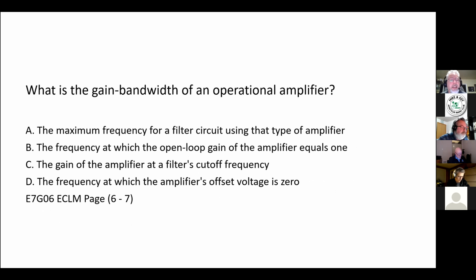What is the gain bandwidth of an operational amplifier? A, the maximum frequency for the filter circuit using that type of amplifier. B, the frequency at which the open loop gain of the amplifier equals 1. C, the gain of the amplifier at a filter's cutoff frequency. Or D, the frequency at which the amplifier's offset voltage is 0. Bravo. Bravo is correct.